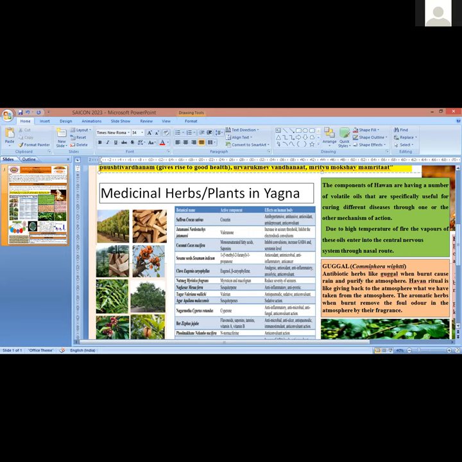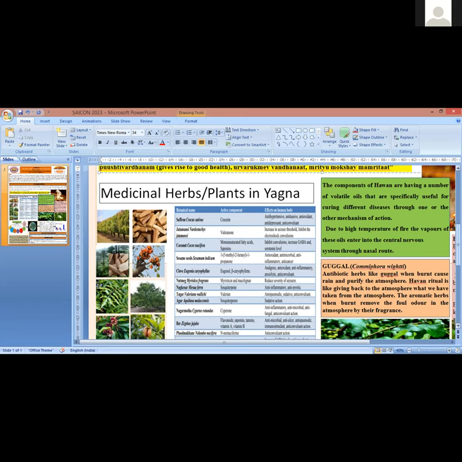And we see when the medicinal herbs and plants burn in different combinations, they release some vaporized products which, when diffused into the atmosphere and exposed to the sunlight, continue the phytochemical reactions resulting into oxidation and reduction reactions.